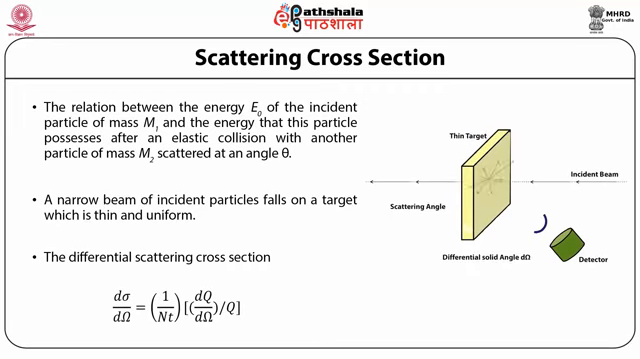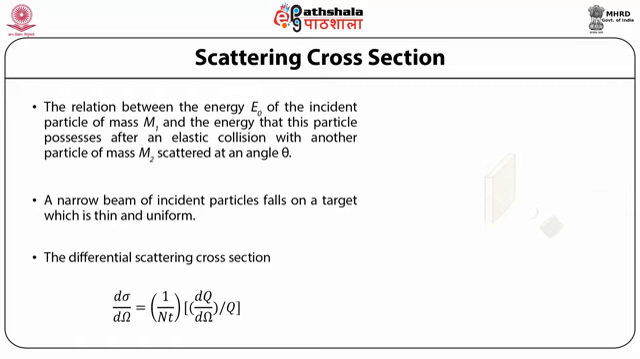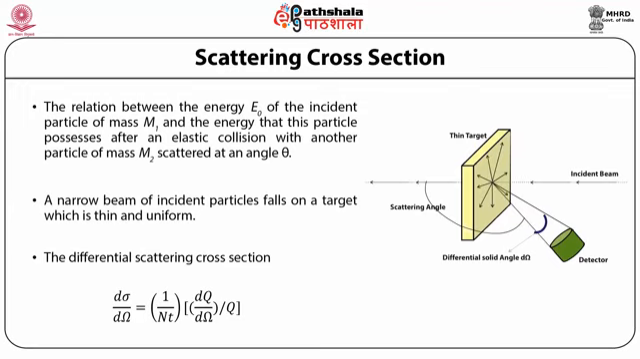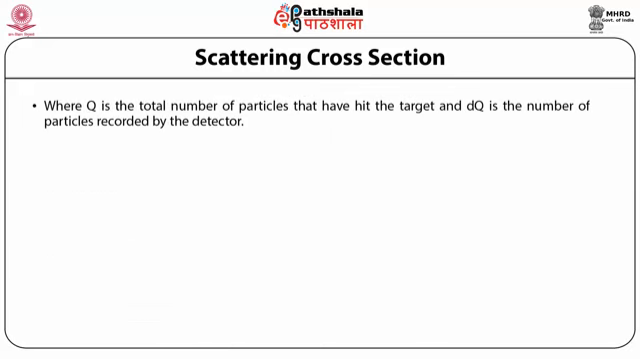The differential scattering cross section d sigma by d omega is defined as d sigma by d omega equals 1 divided by Nt, multiplied by dQ by d omega, whole divided by Q, where Q is the total number of particles that have hit the target and dQ is the number of particles recorded by the detector. N is the volume density of atoms in the target and t is its thickness. Thus, Nt is the number of target atoms per unit area, which is also called areal density.